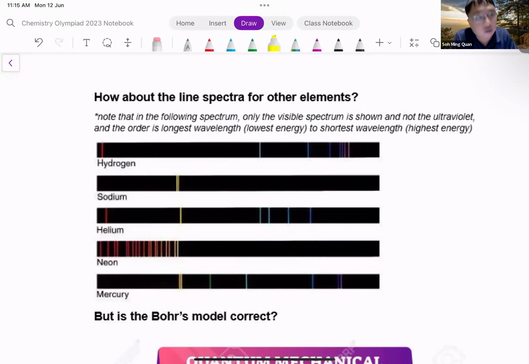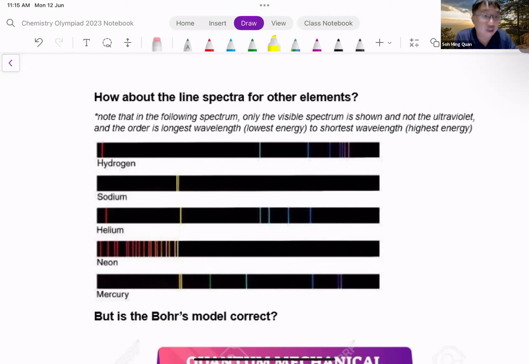Then scientists went on to do line spectra for other elements. They did the same thing. Basically, they excite the electrons and see them drop back down to the different shells and see what radiation comes out of it, represent their wavelengths on a spectrum. So hydrogen, sodium, helium, neon, mercury.